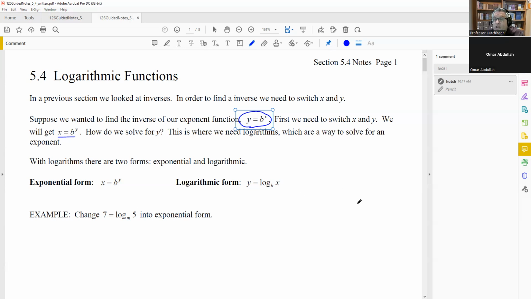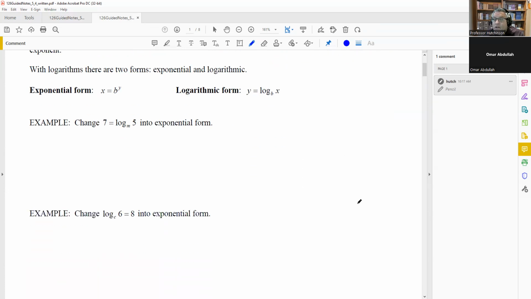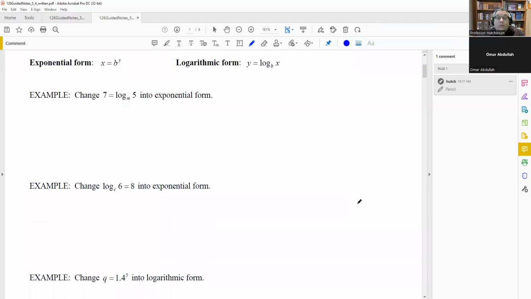The first couple questions in here are ones where you're just going to change between the 2 forms. So you're not going to solve these. All they want you to do is write it into the correct equation. But again, you don't have to actually solve for anything. So we want to change this into exponential form.